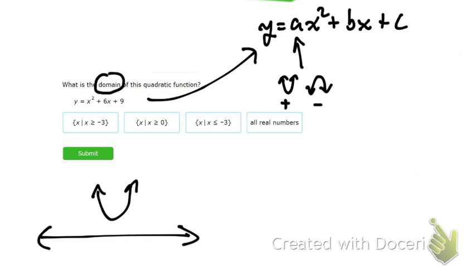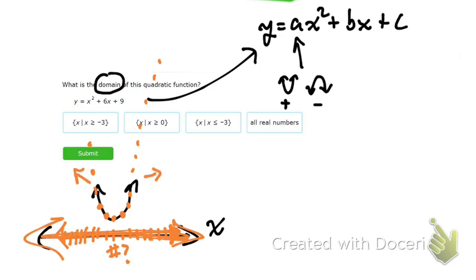Now remember, domain concerns the x-axis. So let's think about the x-axis. It looks like all of these x values are on the graph. We don't know this x value, but we know that all of these x values would be on it that way. And then we can continue on. And all of these x values would also be on the graph. And all of these x values would also be on the graph. And because these arrows are right here, that means the graph is going to continue going left and right, which means our domain has to include all real numbers.